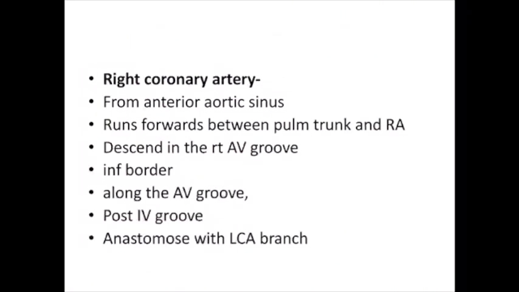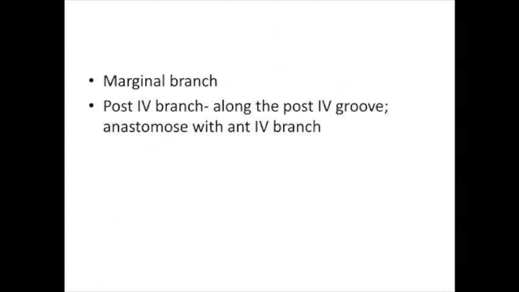The right coronary artery starts from the anterior aortic sinus and runs forwards between the pulmonary trunk and the right atrium, descends in the right atrioventricular groove and reaches the inferior border, then runs along the atrioventricular groove and comes to the posterior interventricular groove. Lastly, it anastomoses with the left coronary arterial branch. It gives a marginal branch and the posterior interventricular branch, which runs along the posterior interventricular groove and anastomoses with the anterior interventricular branch.